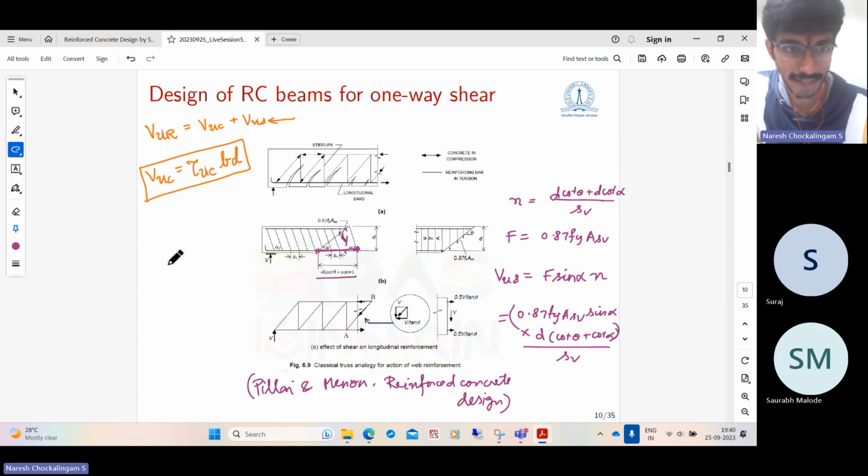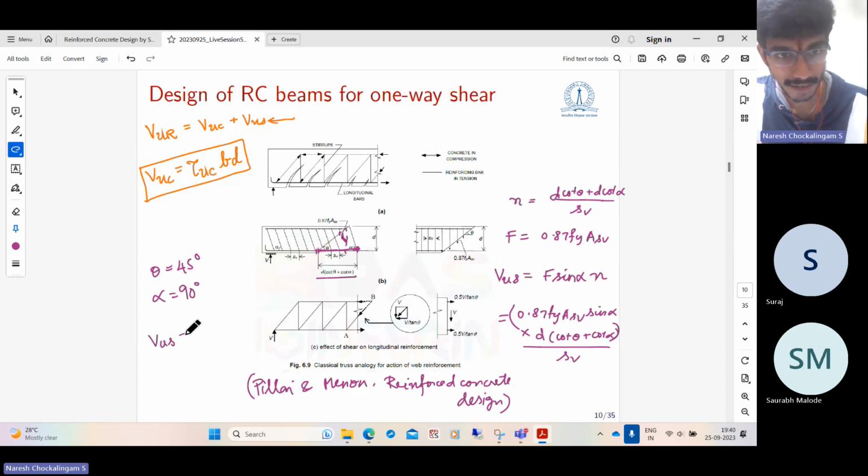And in most cases, you can take theta to be 45 degrees, and alpha, you usually provide vertical stirrups because inclined stirrups are difficult to construct. It's very difficult to place in construction. So we usually provide vertical stirrups. So alpha is 90 degrees, theta is 45 degrees.